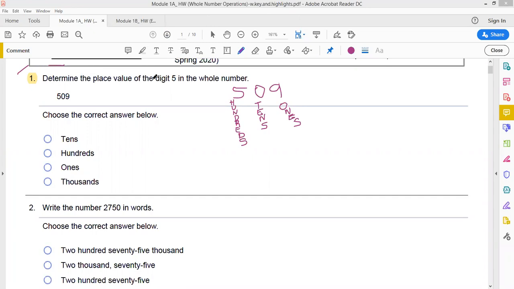value of the digit 5 in the whole number. The whole number you're given is 509. I rewrote 509 over here to the side along with the placement of each digit so that 9 is in the ones place, 0 is in the tens place, and 5 is in the hundreds place. So the answer to this question would be hundreds. What place is 5 in?